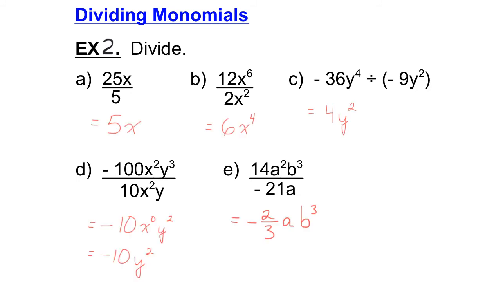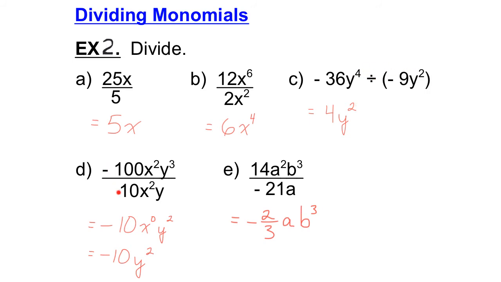So here they are. These are the answers. I'm going to go through them quickly. 25 divided by 5 is 5. We're left with an x. 12 divided by 2 is 6. x to the 6 divided by x to the 2. Dividing powers with the same base, so subtract your exponents. 6 minus 2 is 4. Here I have negative 36 divided by negative 9. Negative divided by negative is a positive. So 36 divided by 9 is 4. y to the 4 divided by y to the 2. Subtract my exponents. I do the same thing here.